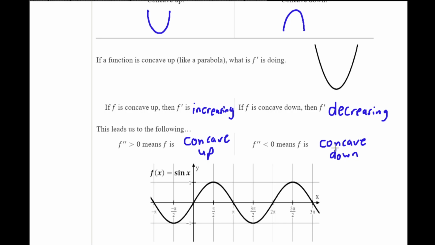So keep in mind, for a function to be concave up, you can say either the first derivative is increasing or the second derivative is positive. Be very careful. Increasing and positive are two different terms here. Similarly, for concave down, you can say the first derivative is decreasing or the second derivative is negative.